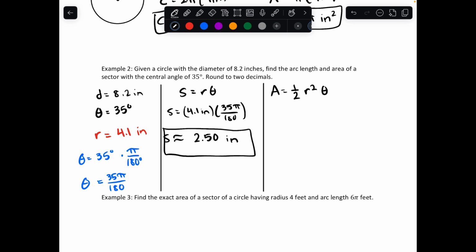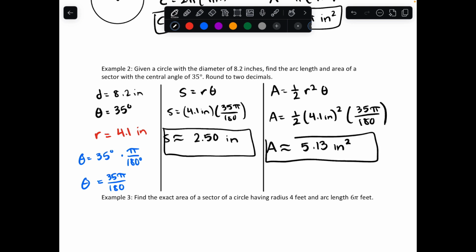Now, moving on to the second part, we can plug this in. So we know that the area of a sector is going to be 1/2 times r squared. Well, this is going to be 4.1 inches, quantity squared, and then times theta, which again will be 35 pi divided by 180. And now we just get to plug it into our calculator. So A is going to be approximately 5.13 inches squared. And so we finished our problem. Let's move on down to number 3.